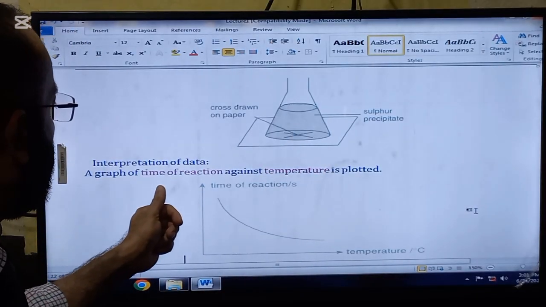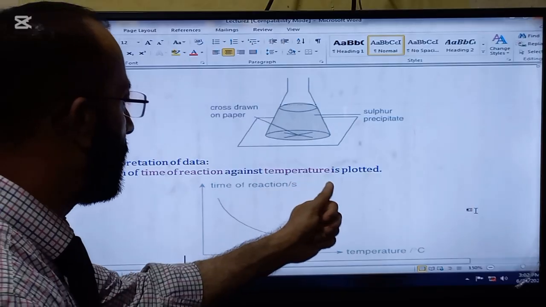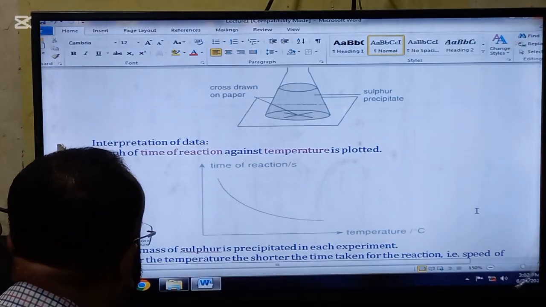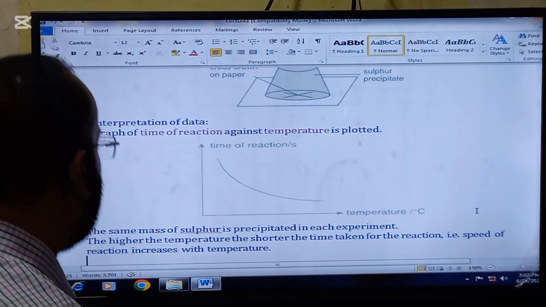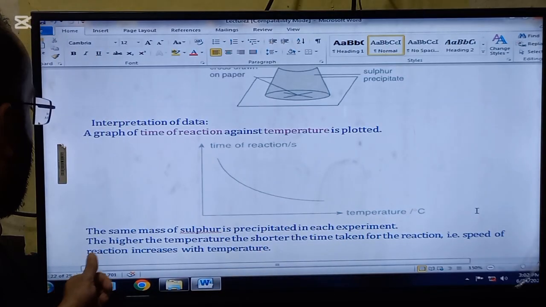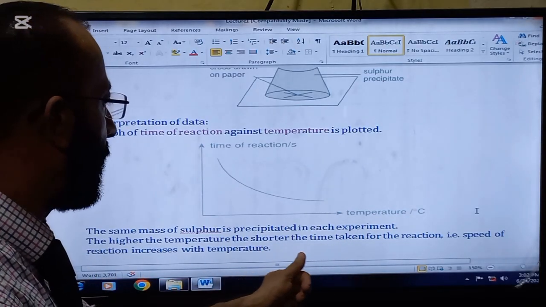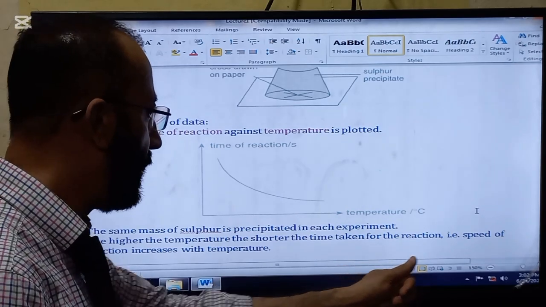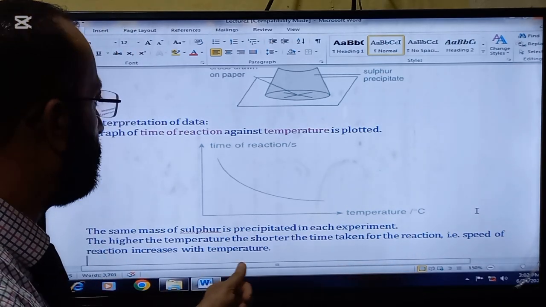So, interpretation of the data. A graph of the time of the reaction against temperature is plotted. The same mass of sulfur is precipitated in each experiment. The higher the temperature, the shorter the time taken for the reaction. That is, the speed of the reaction increases with temperature.